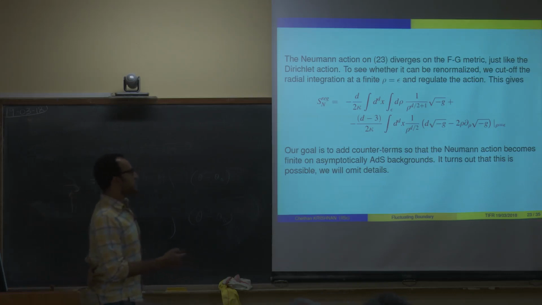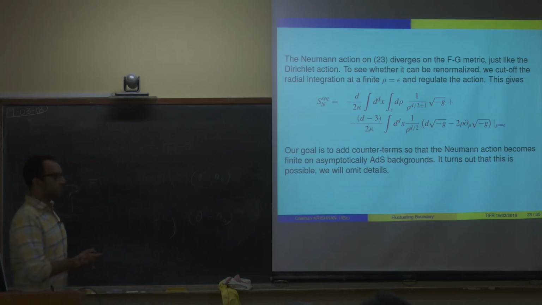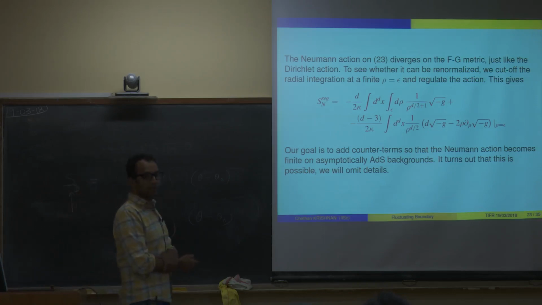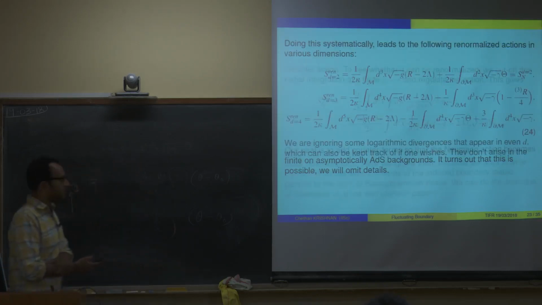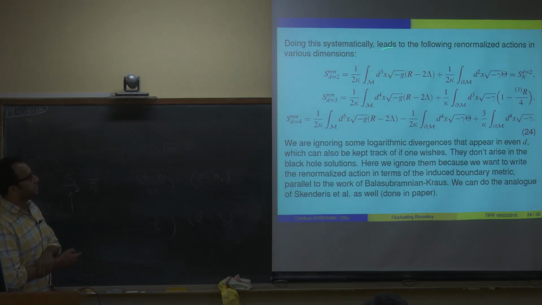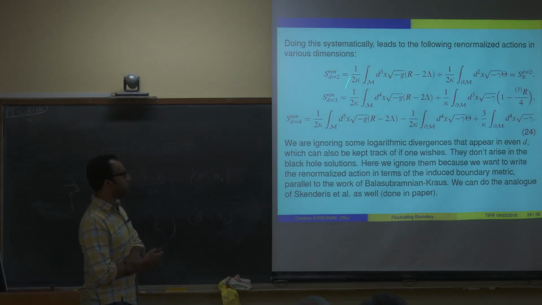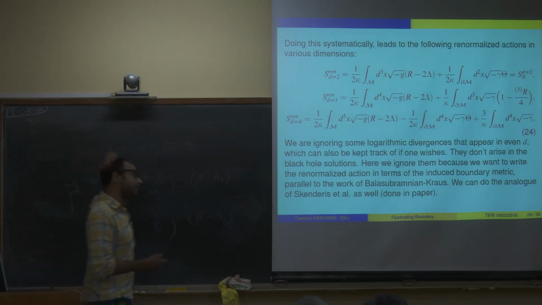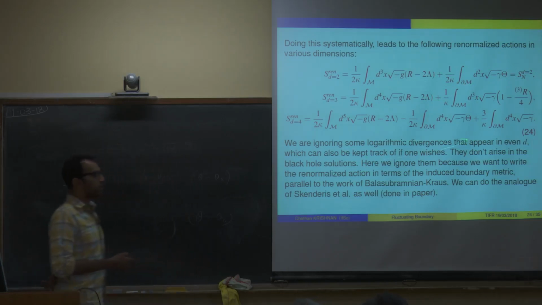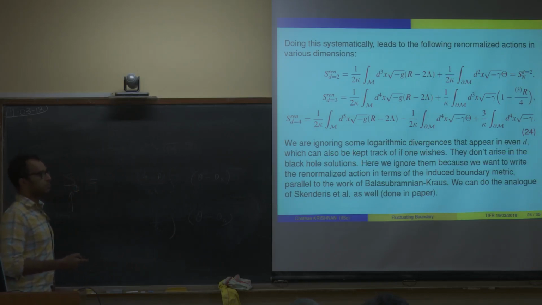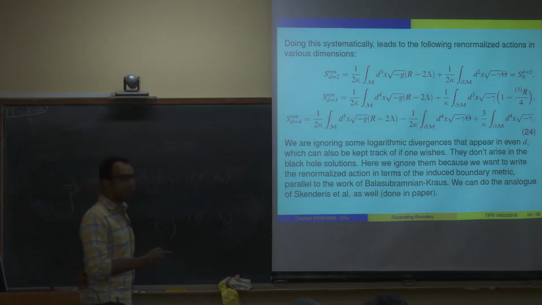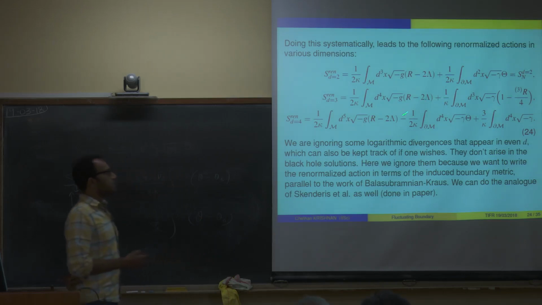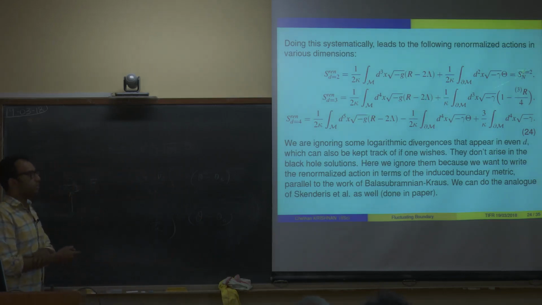This is precisely what people have done for Dirichlet, and we just blindly follow them, and we find some answers. Here I'm writing the renormalized actions in D equals 2, 3, and 4, AdS3, AdS4, and AdS5, in terms of the boundary metric. If I write it in terms of the Fefferman-Graham variables, there will be some logarithmic divergence, etc., which we can also keep track of. But I just wanted to write it in a nice way, so I'm ignoring them here. For the black hole calculations that we do, this won't matter.